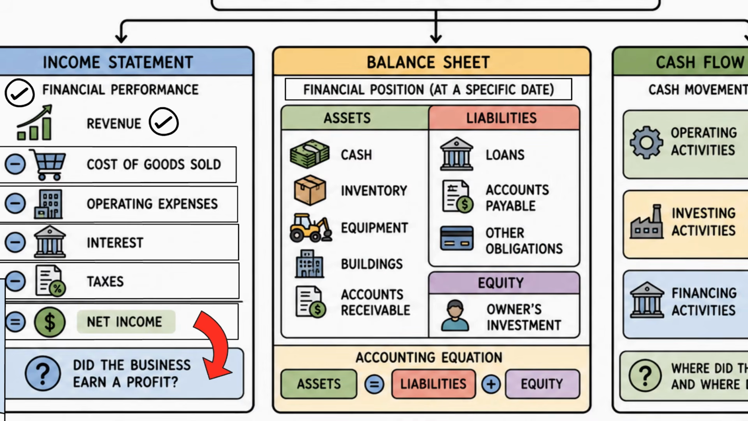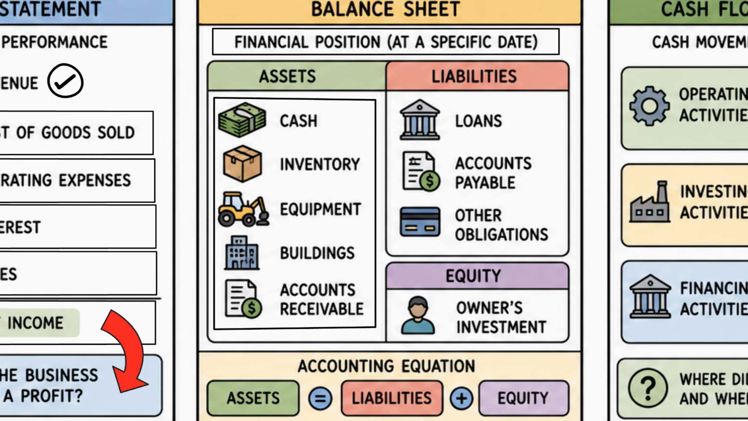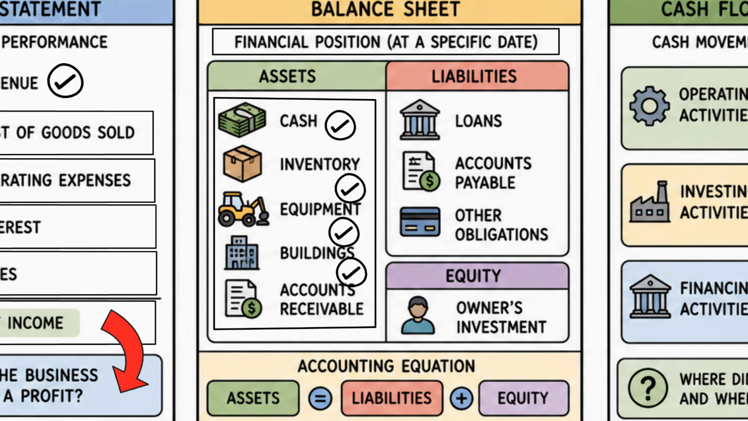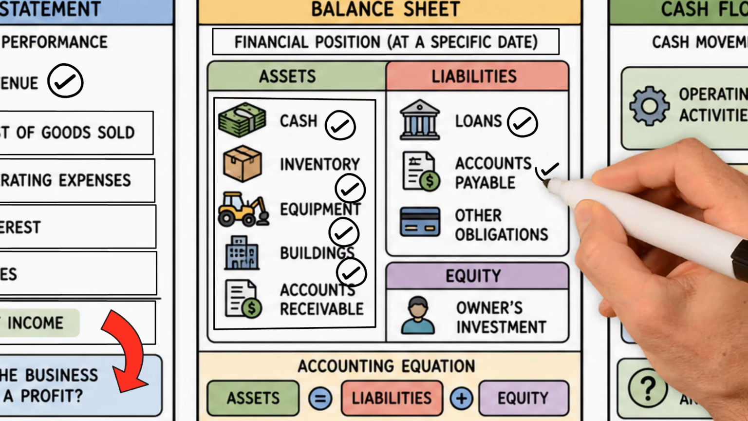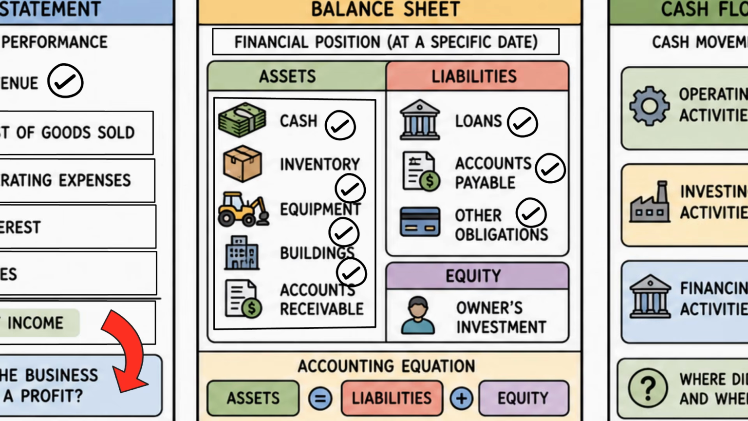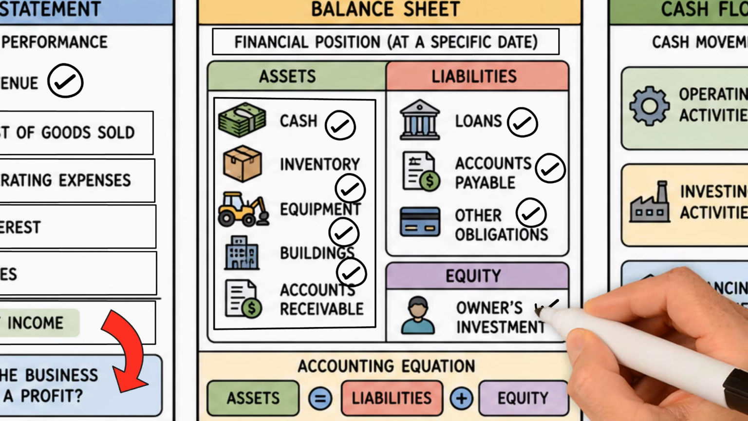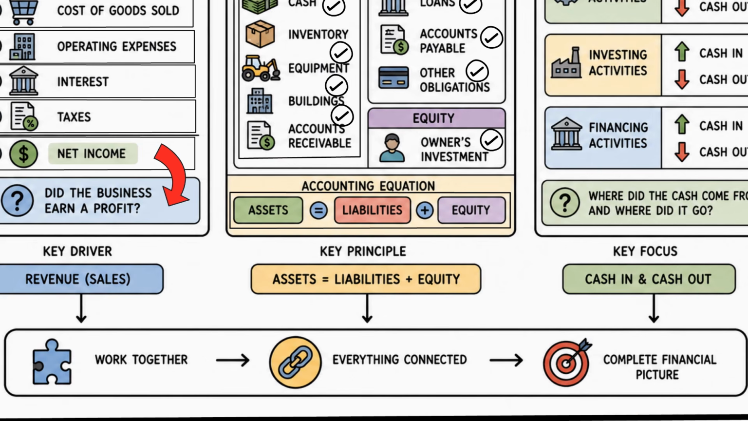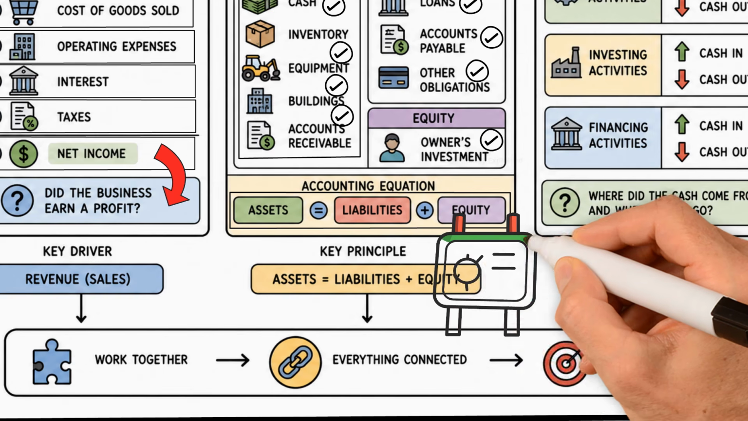The balance sheet provides a snapshot of the company's financial position at a specific date. It shows everything the business owns, everything it owes, and the owner's investment in the business. Assets include items such as cash, inventory, equipment, buildings, and accounts receivable. Liabilities include loans, accounts payable, and other financial obligations. Equity represents the owner's share of the business after liabilities are deducted from assets. The balance sheet follows the accounting equation: assets equal liabilities plus equity. Every financial model must satisfy this equation at all times.